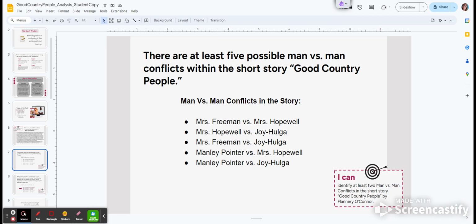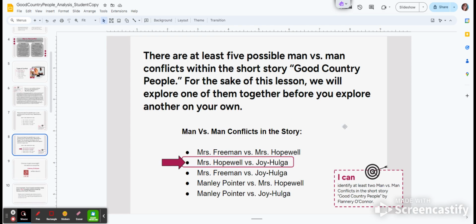There are several other conflicts in the story, such as book smarts over street smarts. There's good versus evil. There are so many conflicts in the story, but because this lesson for this unit is specifically pointing out the man versus man conflict, that's what we're going to be focusing on. But I just want you to understand and identify that there are other conflicts in the story as well.